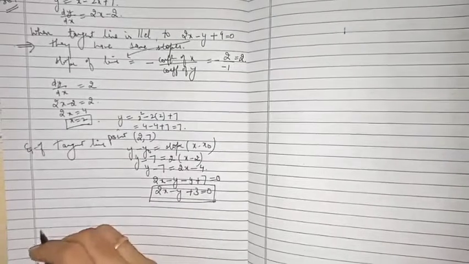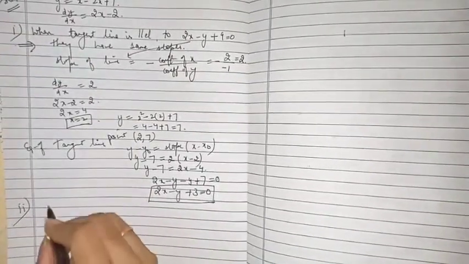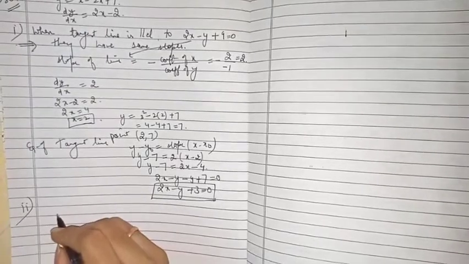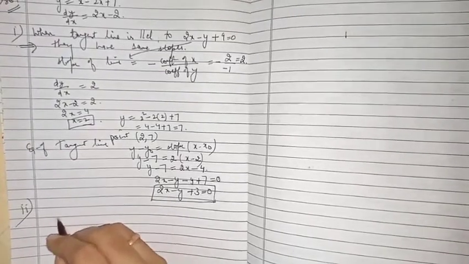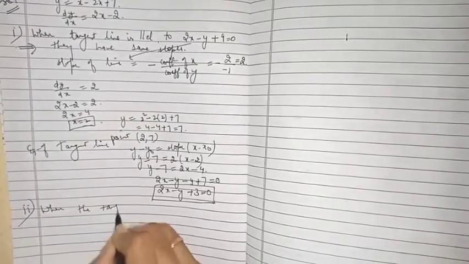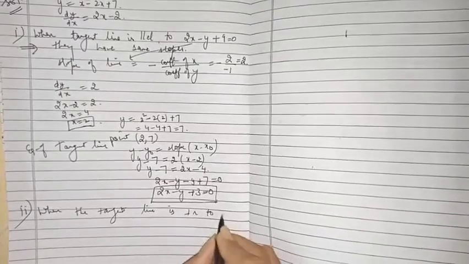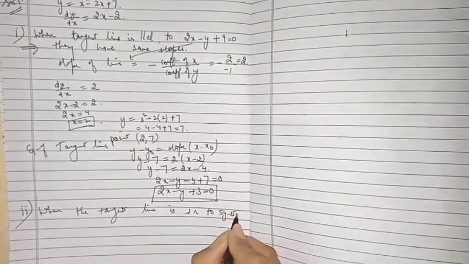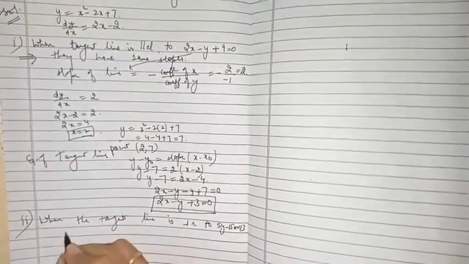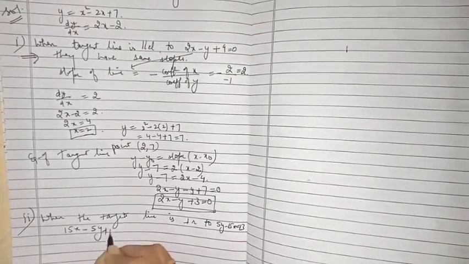This is my first case. Now I need to solve the second case, in which it is said that the tangent line is perpendicular to the line. Second case, when the tangent line is perpendicular to 5y minus 15x equal to 13, that is 15x minus 5y plus 13 equal to 0.